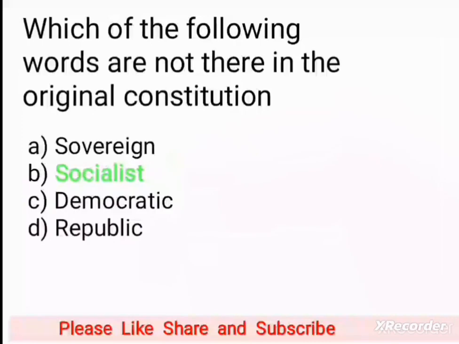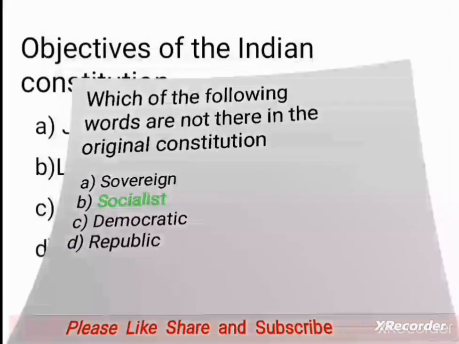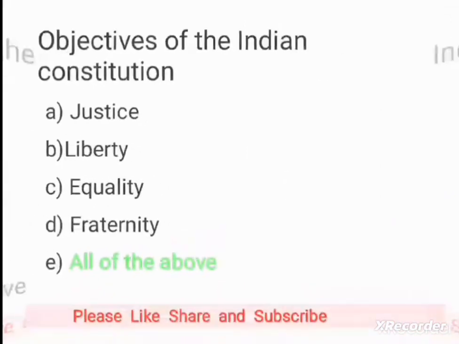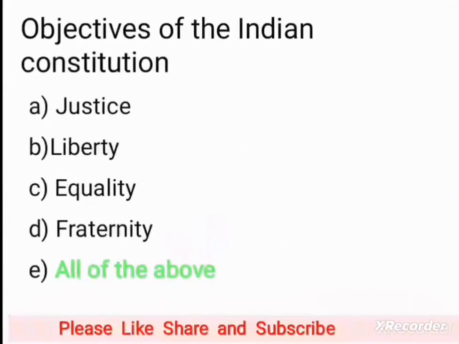And the next question is: objectives of the Indian Constitution. Option A, justice. Option B, liberty. Option C, equality. Option D, fraternity. Option E, all of the above. And the correct answer for this question is option E, all of the above.